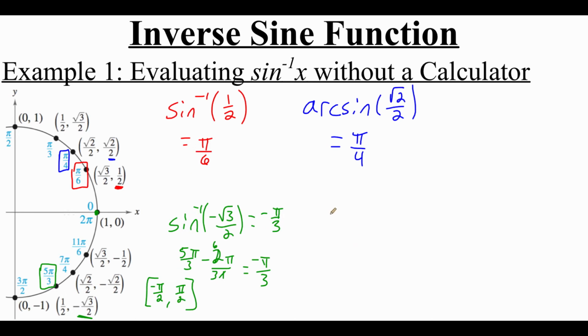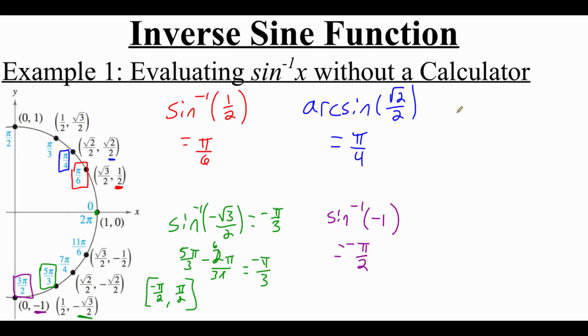So if I wanted to do an inverse sine of negative 1, I see the y value of negative 1 down here, which happens at an angle of 3 pi over 2. But 3 pi over 2 is too big to fit in this interval. So if we think about working it backwards, then it would be the angle negative pi over 2.